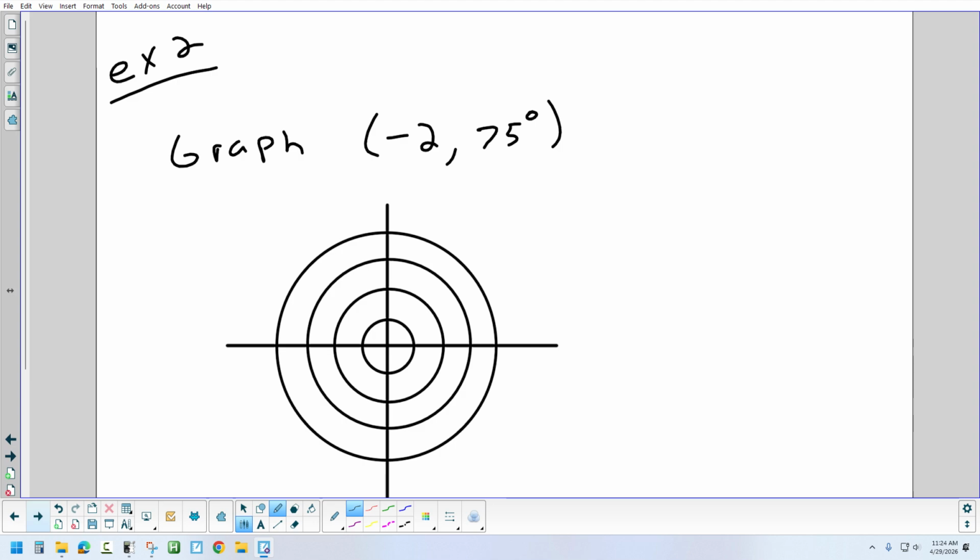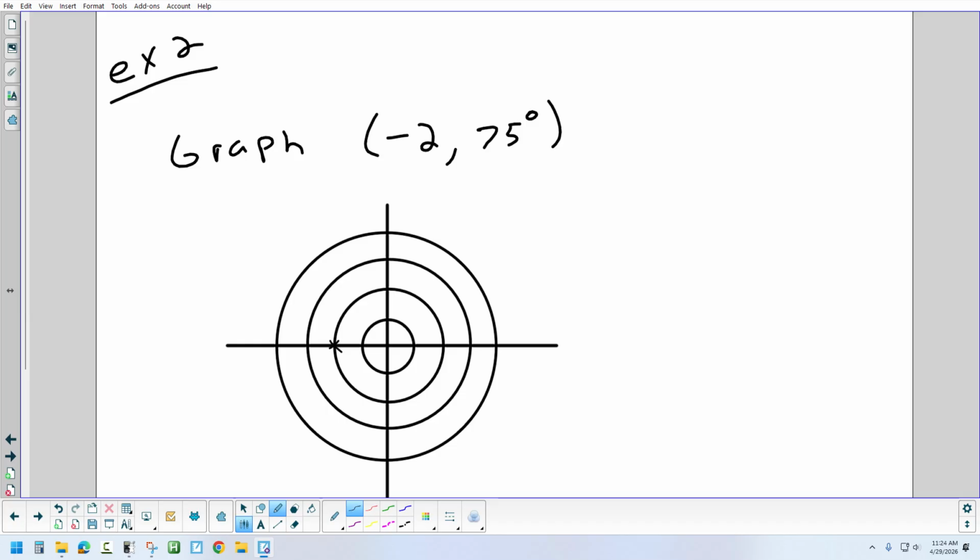Yep. -2. Or it's just 2. It's 2. Yeah, the distance is 2. And then it's going to be 2 units to the left because it's negative. So you're going to start here, and now that is the starting point for the rotation.